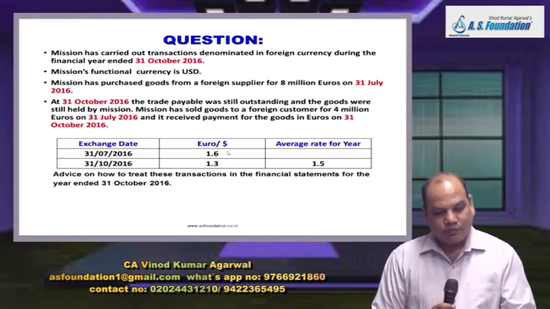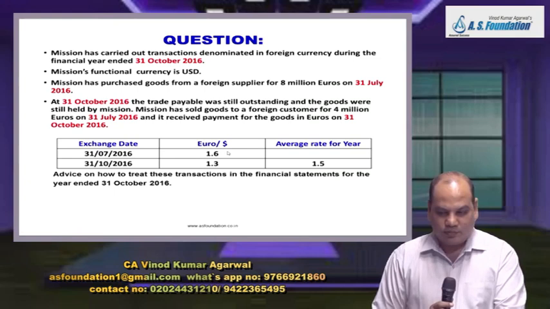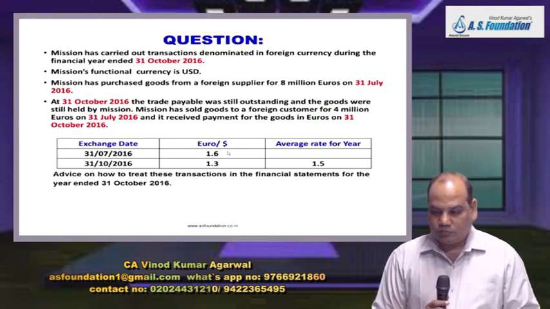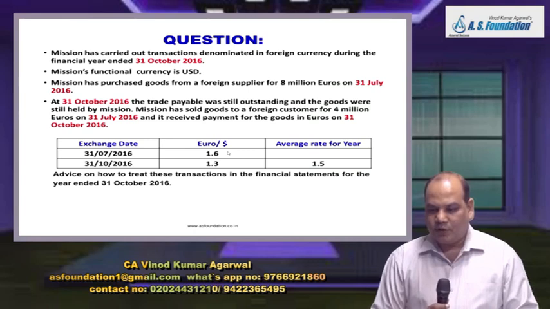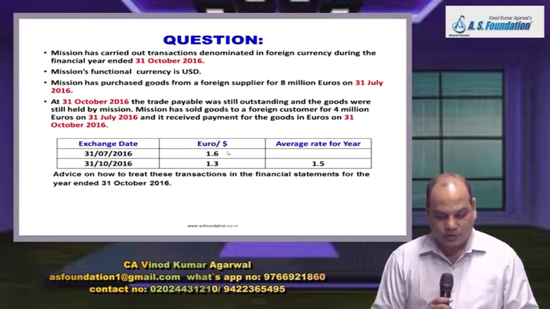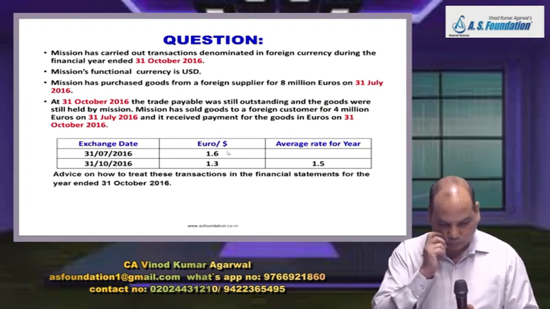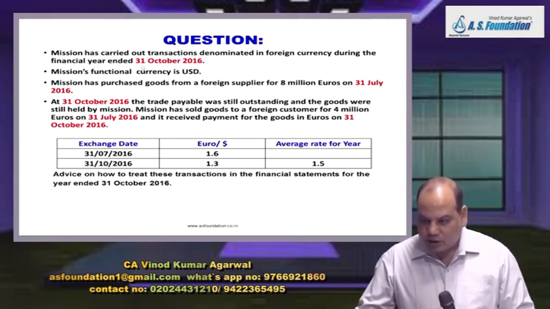Now, dear student, come to question number 20. Again, we will solve in the notebook. Question 20. Mission has carried out transactions denominated in foreign currency during the financial year ended 31st October 2016. Okay. So what is the year ending date here? Underline 31st October 16. Little unusual. Functional currency is USD. Now 3 transactions they have given.